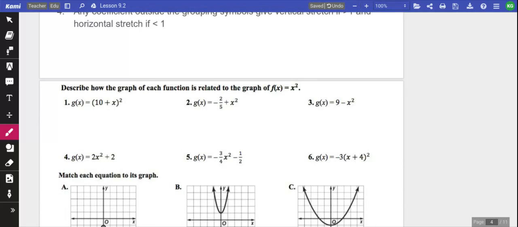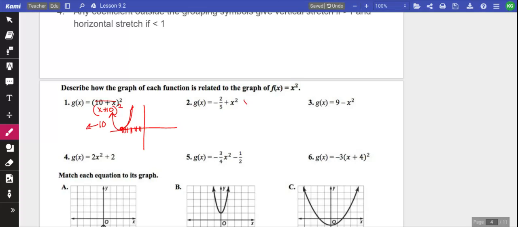So in this first one, I have g of x equals x plus 10, or 10 plus x, which I can change into x plus 10 because addition is commutative. And so this would fall under rule number 2, which says a number added or subtracted inside the parentheses shifts the equation right or left opposite the sign. So this would be shifted left 10. So I take my original one and shift it from the origin, 7, 8, 9, 10, and keep the symmetrical shape, but just shift it left 10.